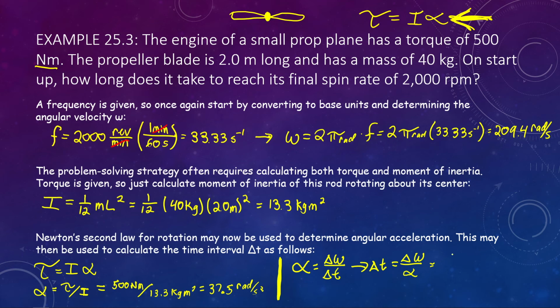So we have the change in angular speed being 209.4 from above minus 0, because it's starting at rest, divided by the angular acceleration, 37.5. Right, so change in angular velocity, that's your final value minus the initial value of 0, over your angular acceleration, and we finally get to an answer of 5.6 seconds.